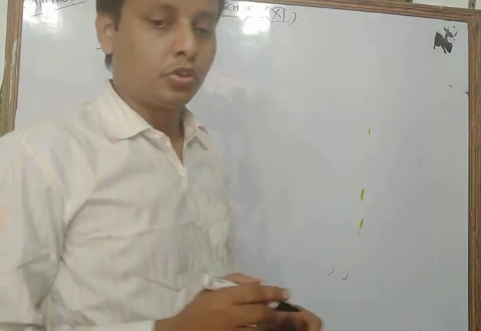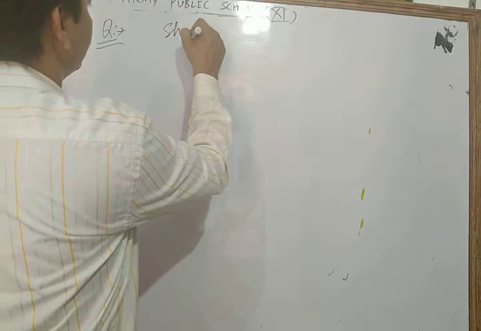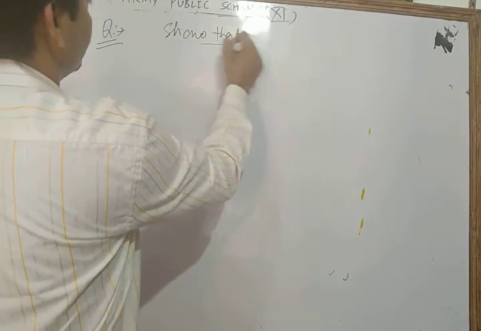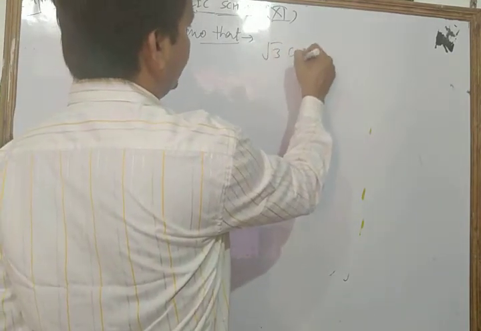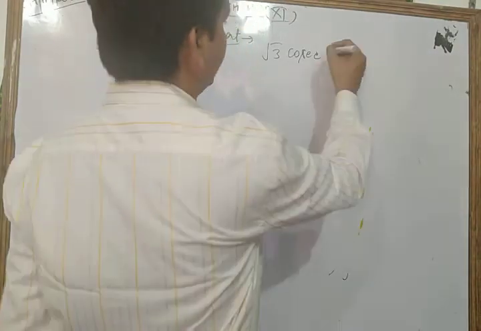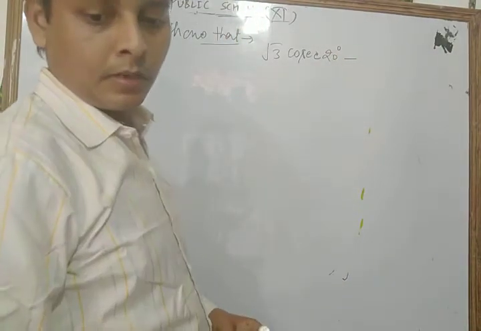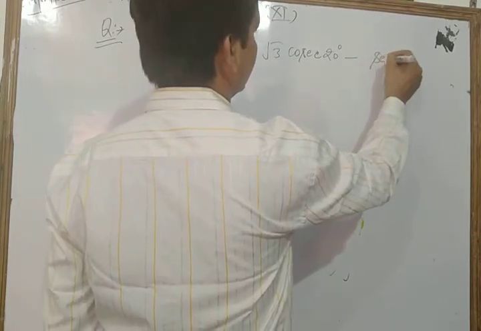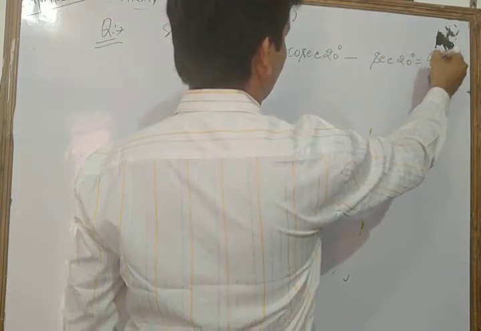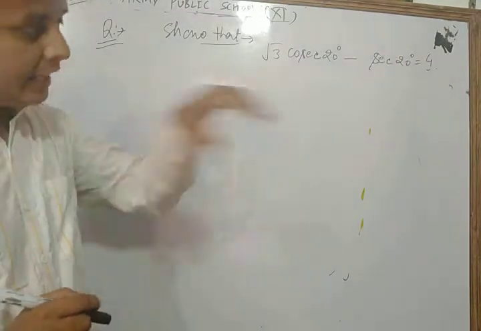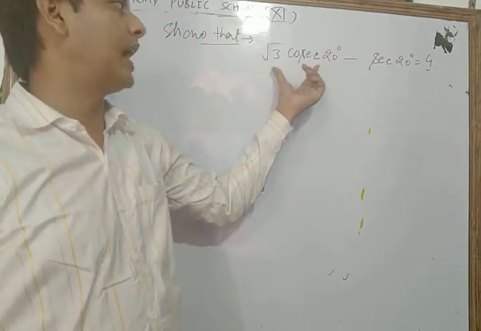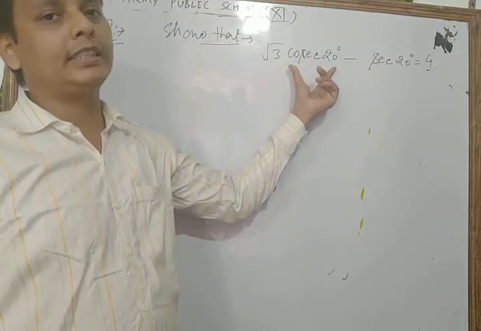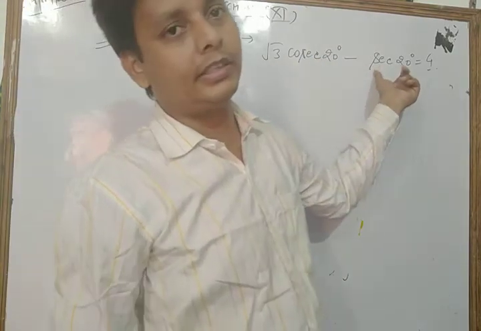Let's see. Show that root 3 cosec 20 degree minus sec 20 degree is equal to 4. This is also a question of your NCERT exercise, and in this question we have to show that root 3 cosec 20 degree minus sec 20 degree is equal to 4. First we take the left hand side.